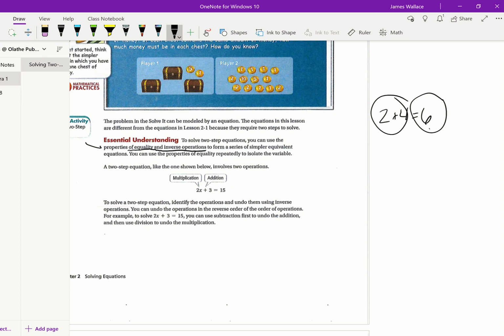The inverse operations, just in case you don't remember: say we've got 2x equals 4. The inverse operation says to undo this multiplication of 2 times x, you would divide by 2. Obviously you have to divide both sides by 2 to keep everything equal. Then you're left with x equals 2.